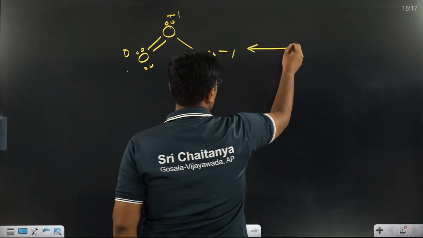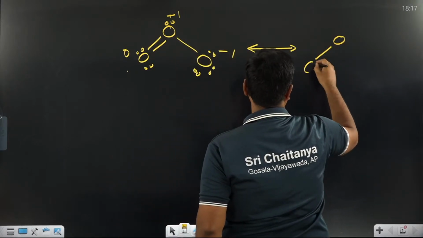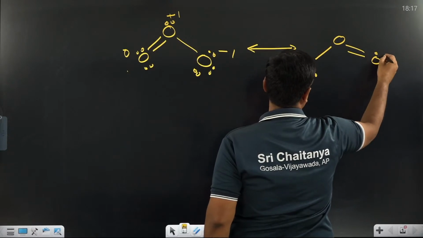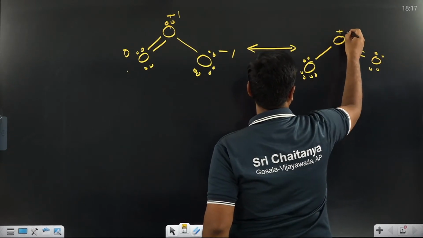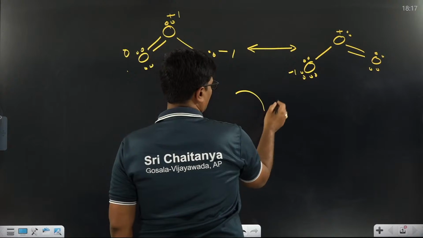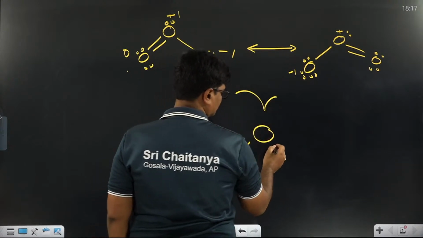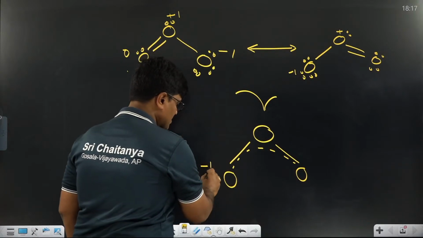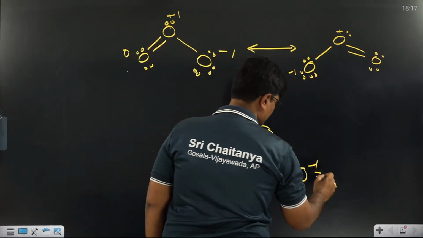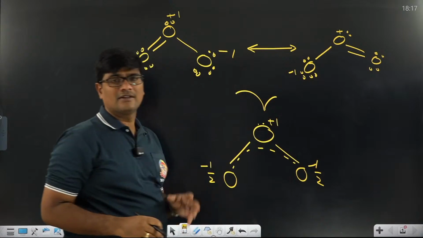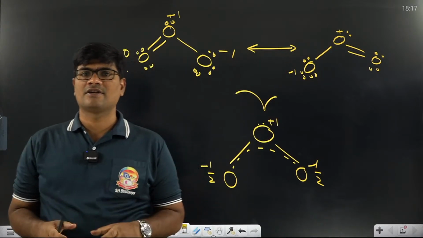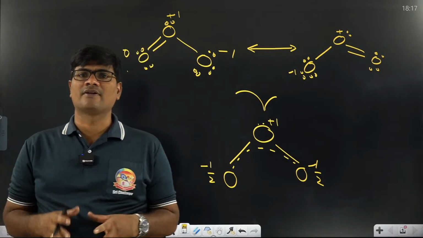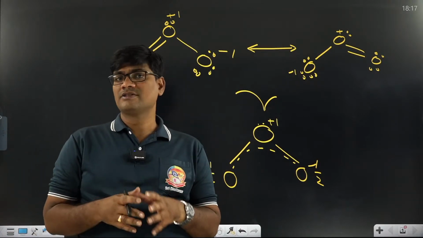Here, due to resonance, the formal charge is shared. The resonance hybrid of this ozone molecule is like this. Here the formal charge is becoming half, and this is becoming half, and this is +1 only. So like that, after writing Lewis dot structures, you need to know the formal charges, and we need to apply resonance to identify the average formal charge, also the average bond order. So this is very important.